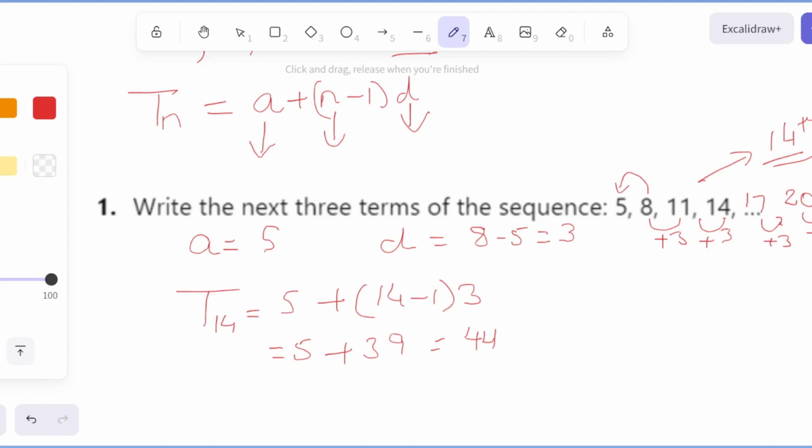So these types of questions are going to come. And some questions can be like, they may ask you whether it is an AP or not. For example, let's take the first one.